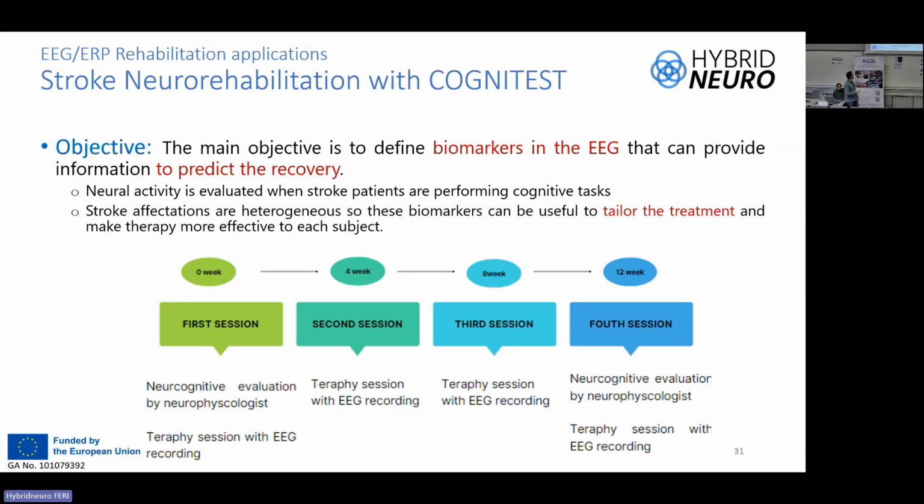In this case, we have 4 sessions of cognitive therapy with EEG, and also there is a neurocognitive evaluation by experts only in the first one and in the fourth one. And each one of the sessions is more or less 1 per week, 1 per month.